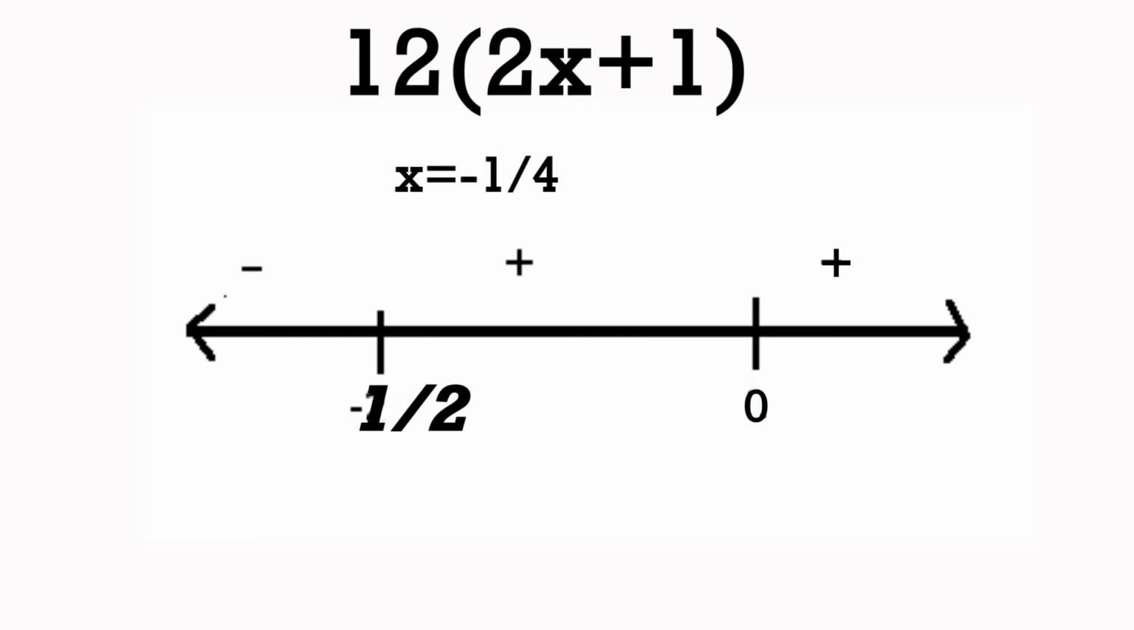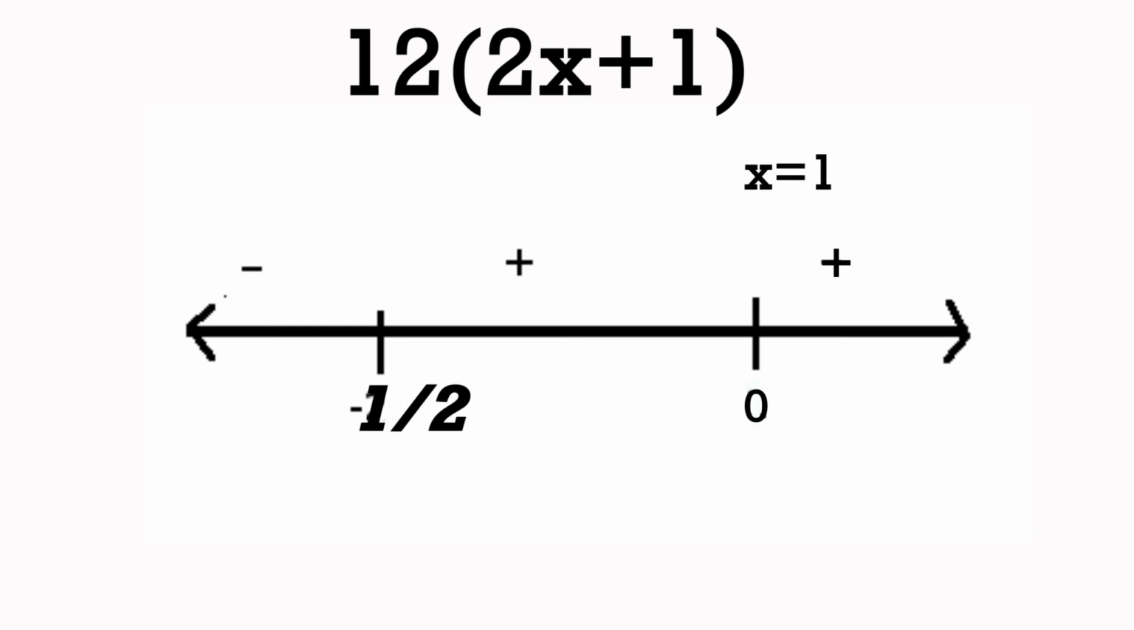Now let's plug in a number between negative 1/2 and 0. Let's plug in negative 1/4. We still have a positive from 12, and the inside actually becomes positive as you plug in negative 1/4. Thus, you get a positive answer. Thus, the concavity of the graph is now upwards.